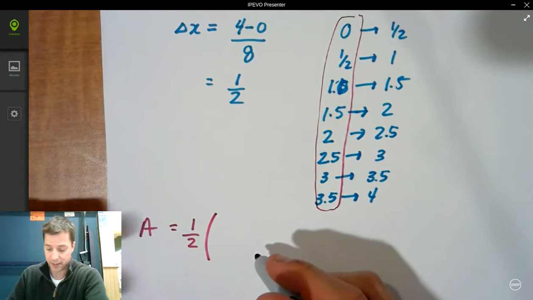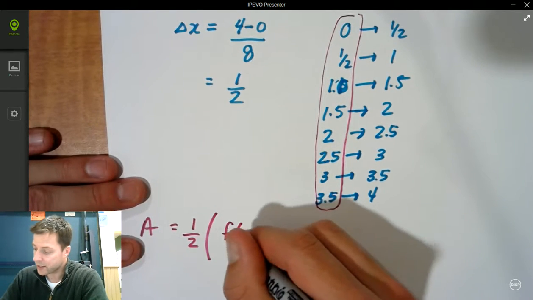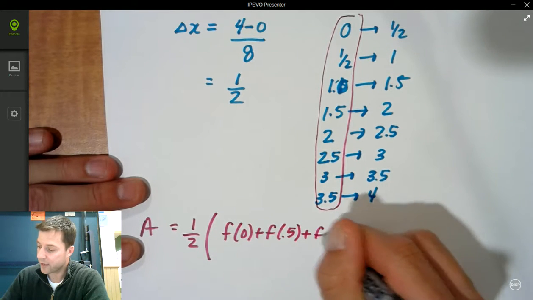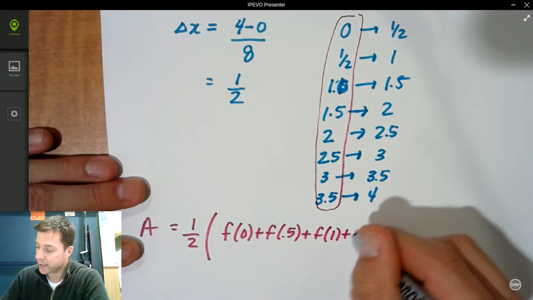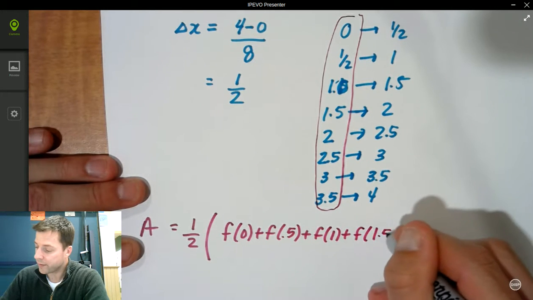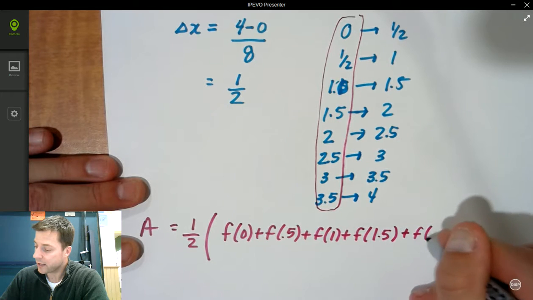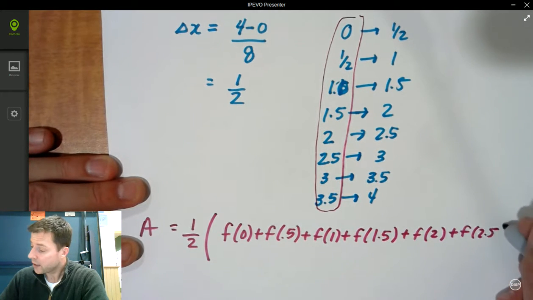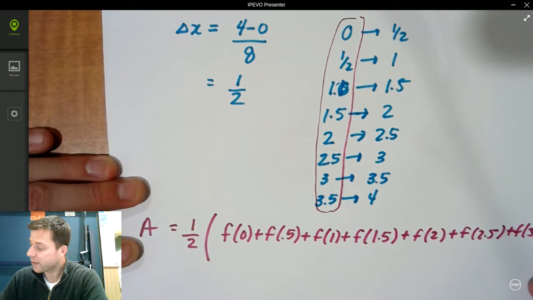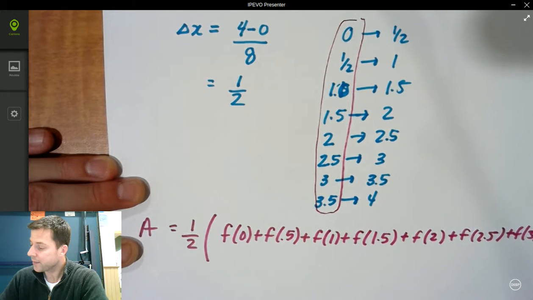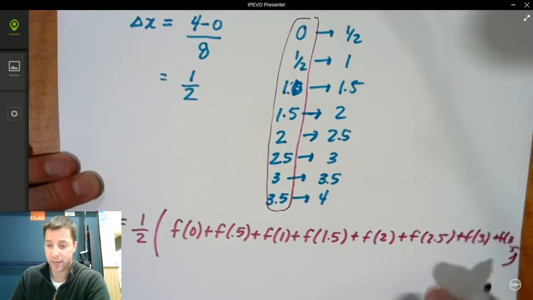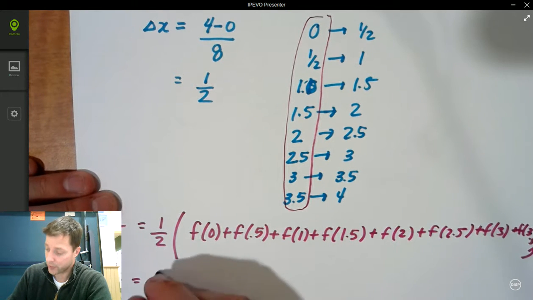So I put that out front of f of 0 plus f of 0.5 plus f of 1 plus f of 1.5 plus f of 2 plus f of 2.5 plus f of 3 and f of 3.5. Almost didn't make it. Okay, all of those. That's 3.5 there. Man, that's a lot. Okay, so now I plug all of those in.